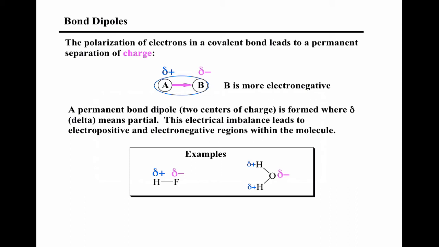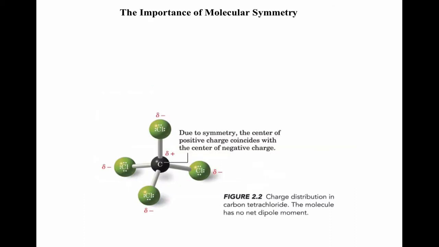Hydrogen fluoride, HF. It has a dipole. Hydrogen is less electronegative than fluorine, right? So we have a dipole. Water also has a dipole, hydrogen being less electronegative than oxygen. And so we have a dipole in that direction, okay?